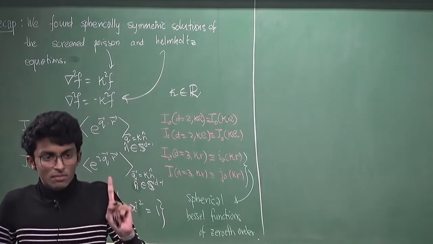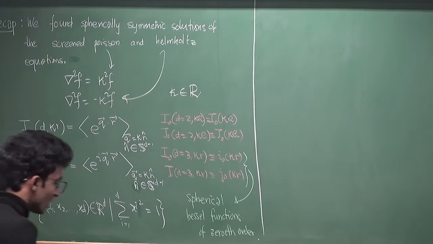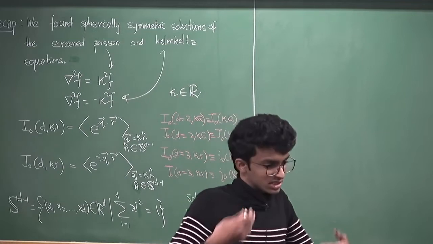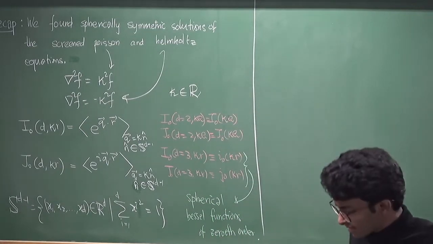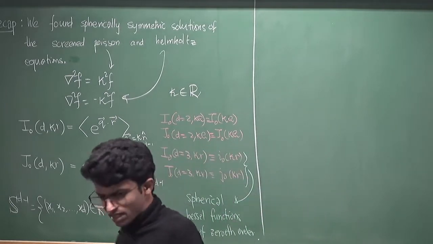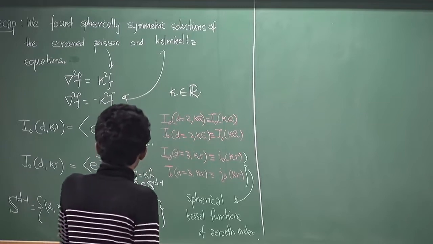And one more thing: remember, I promised you last time that we will do this by taking this zeroth order solution and differentiating it. That's what we want to see today. And from there, you will get everything about Bessel functions: recursion relations, Jacobi-Anger expansions, the Rayleigh expansion, and so on. So let's do that.